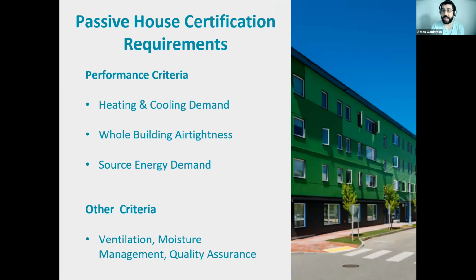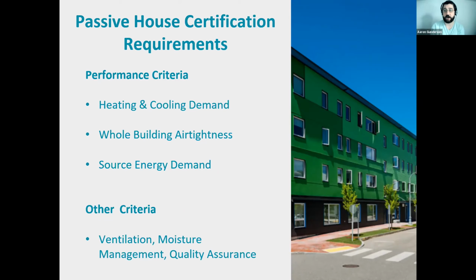The certification for a passive house building is built on a couple concepts, but the main ones are around performance criteria. We're not going to get into any of that today, but I just wanted to make sure we are all on the same page of at least what a passive house is measuring. And that is heating and cooling demand, so the amount of energy it takes to heat or cool the space, whole building air tightness, which is measured through a blower door test, and then source energy demand, which is basically a way of saying the overall energy use of the building. So passive house has criteria for each of these metrics.